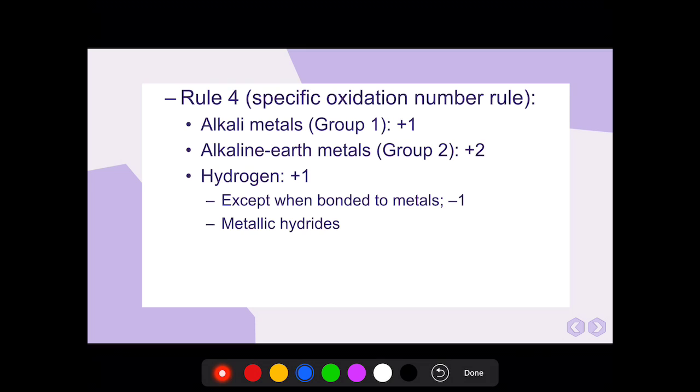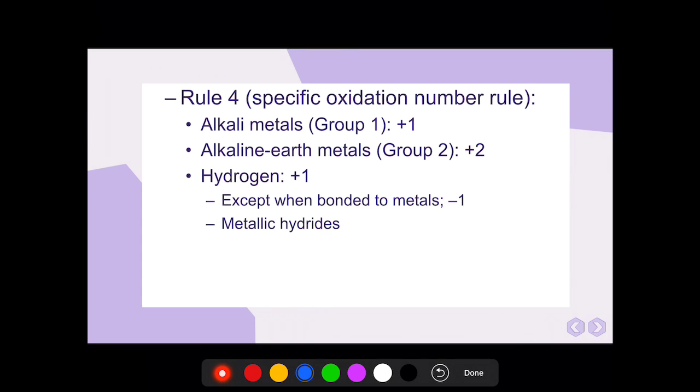Rule number 4, specific oxidation number rules. Now, we have groups of elements that we know the oxidation numbers for all the time, and these are what are listed on the screen at the moment. You have the alkali metals, that is group 1 or column 1. They always have an oxidation number of +1. That's why in that previous example with the sodium, when I had NaCl, I knew sodium was +1, because sodium is an alkali metal. So that's the specific oxidation number.